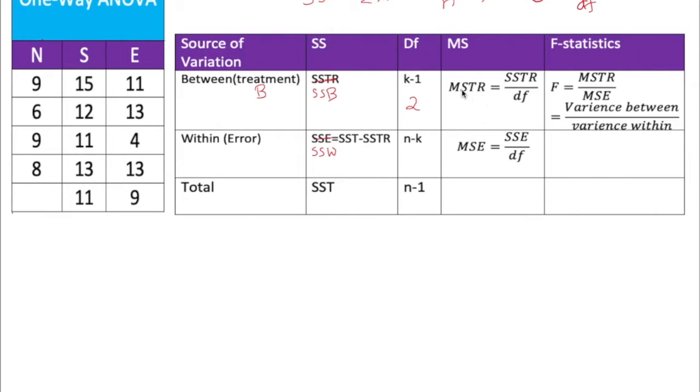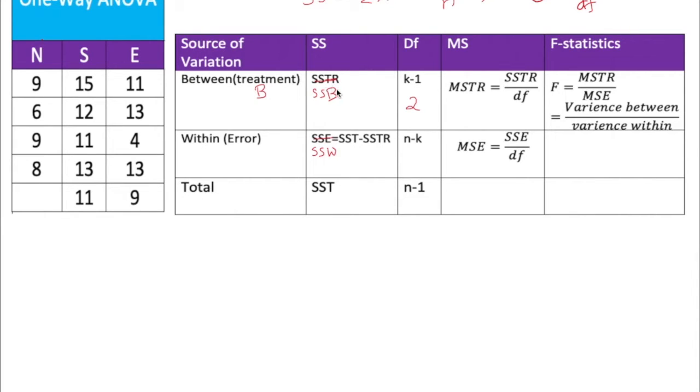And I go down here, MSTR. Another way you can put it, MS, mean squared. Mean square between, or you can say mean square treatment, is equal to what? It is equal to SS between, sum square between, or sum square treatment, or treatment sum square. It's just coming from there.